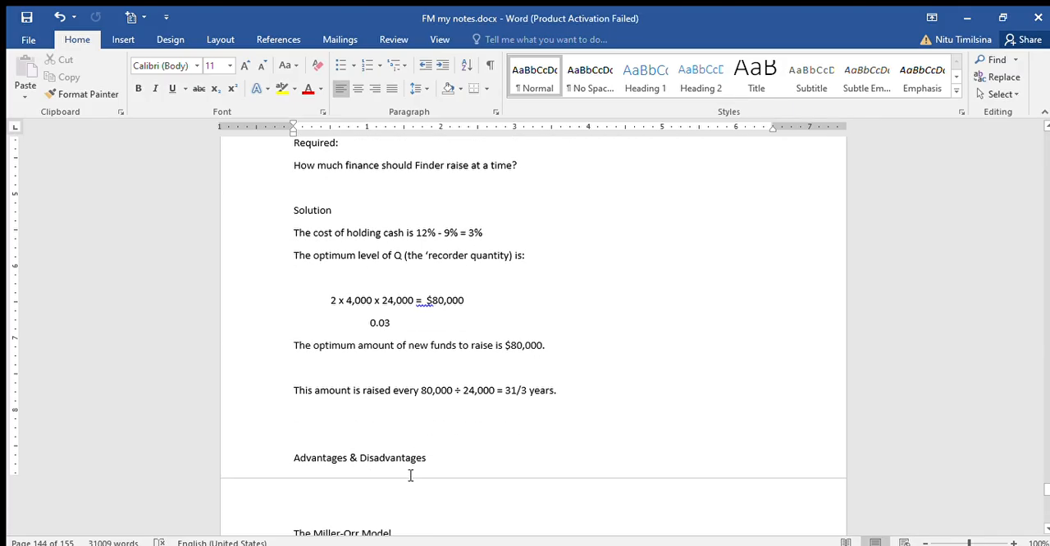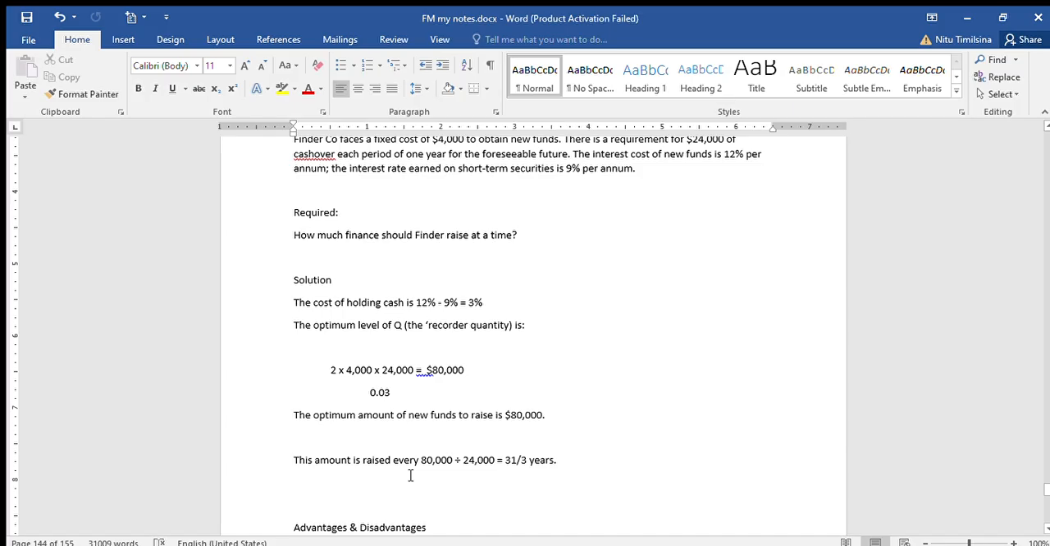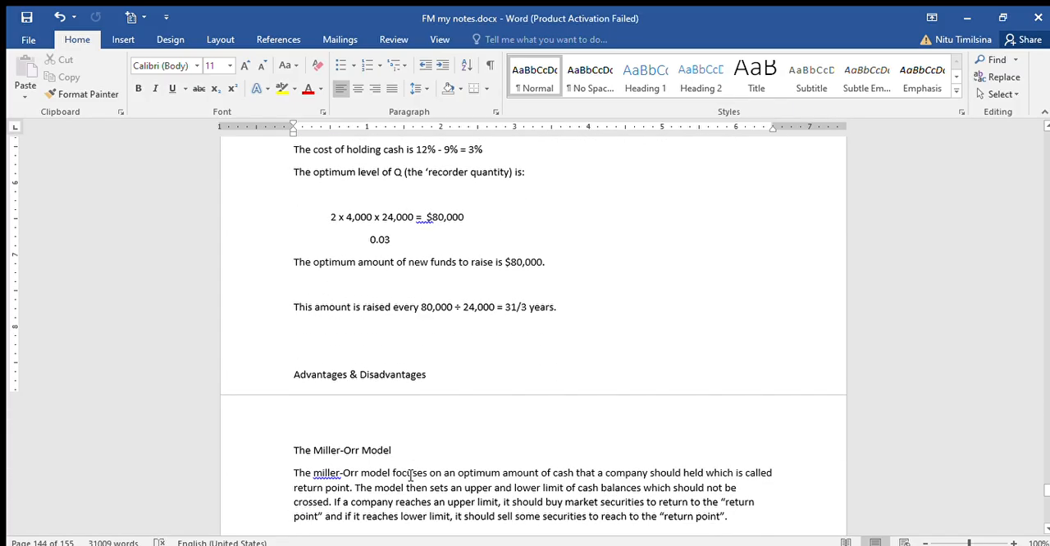The amount is raised every 80,000 divided by 24,000, which is 3.33 years, that is, 3 years and 4 months.